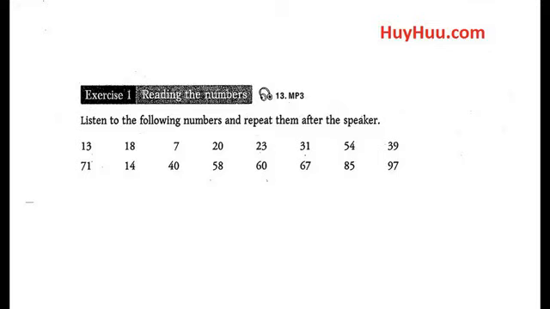13, 18, 7, 20, 23, 31, 54, 39, 71, 14, 40, 58, 60, 67, 85, 97.